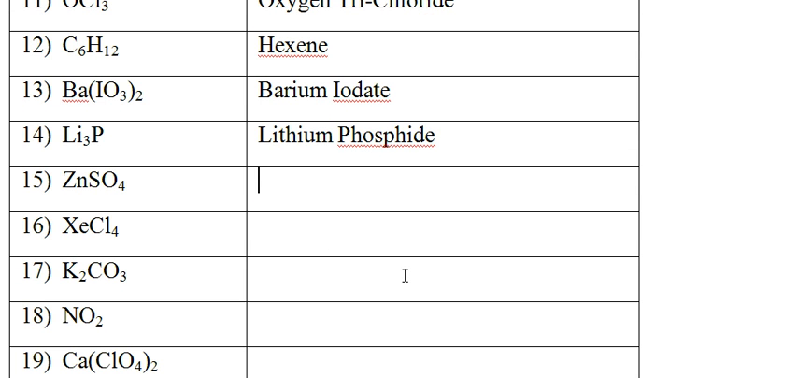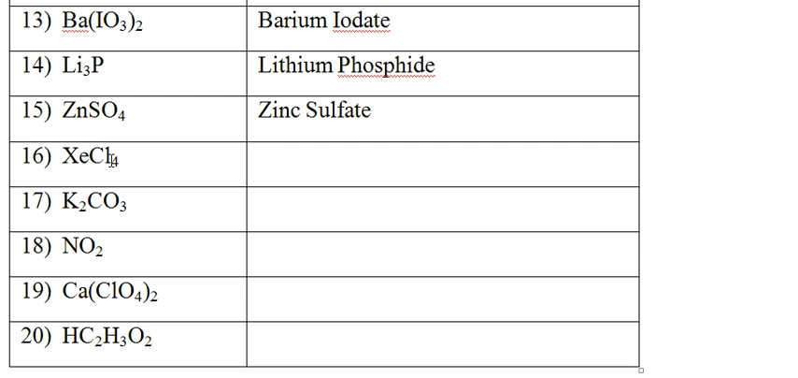And then number 15, we have a metal again that's one of the transition metals. However, zinc only has a +2 charge. So we're just going to write it out as zinc sulfate.